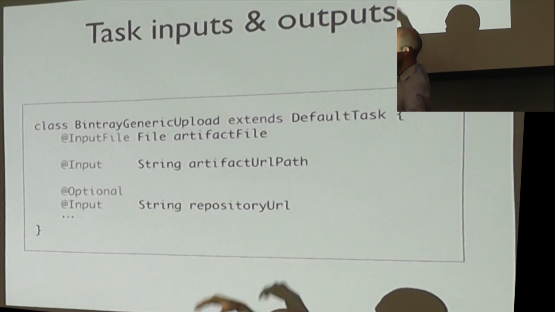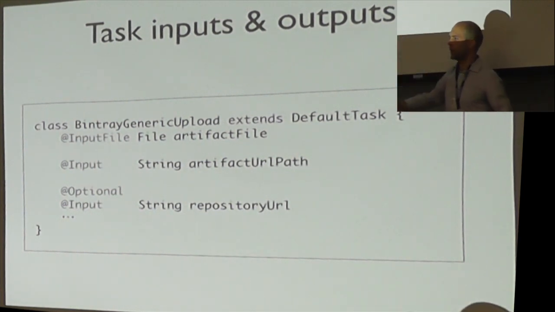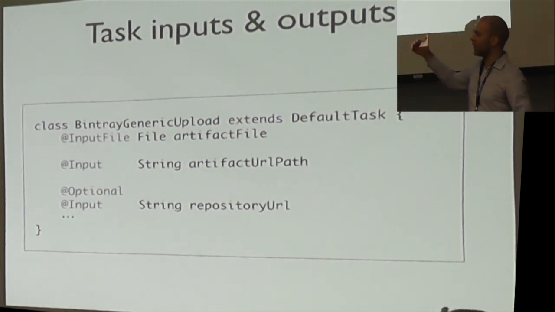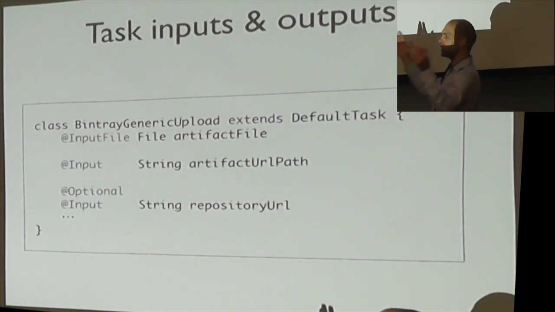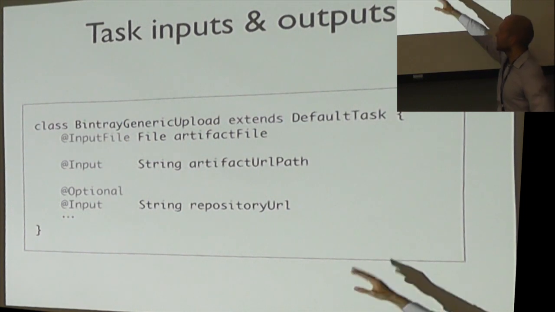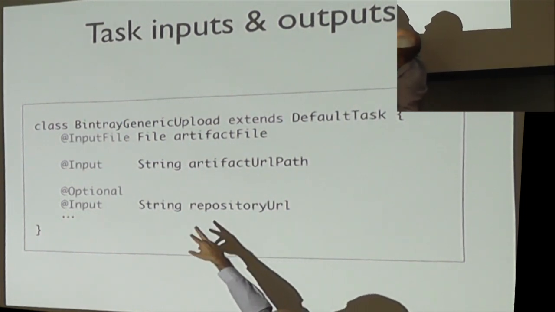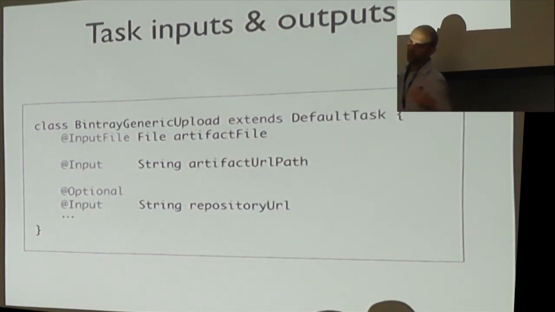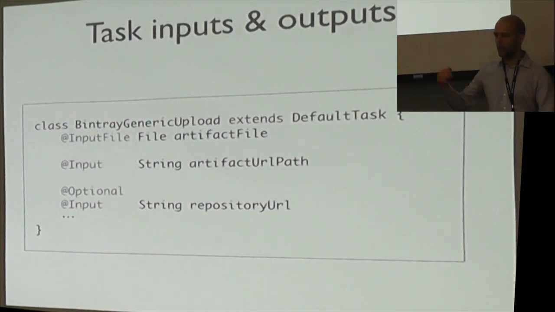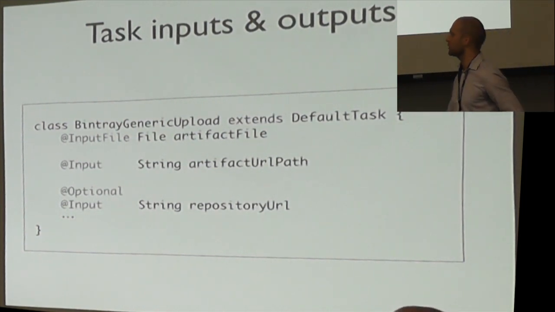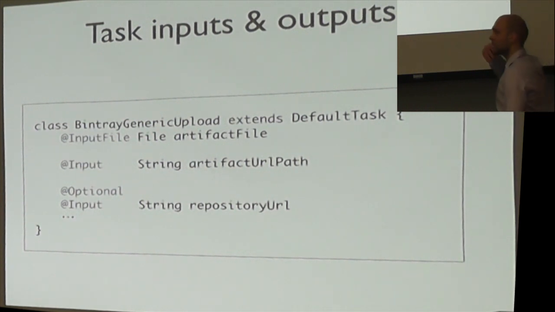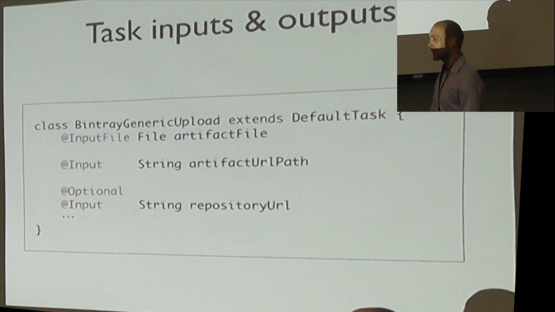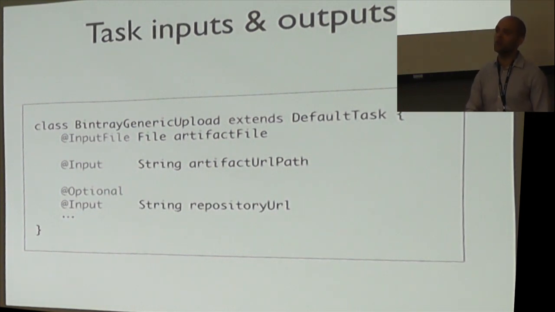You can say this is a required part to an input of the task. If it changes, then my task needs to rerun. If it doesn't change, it doesn't need to rerun. So just by having an annotation, input file or app input, you can specify what's required to run it and when it actually needs to run and when it doesn't need to run. So this is a very powerful feature, and it shows you how easy it is to get your own custom tasks incorporated into the incremental build system.